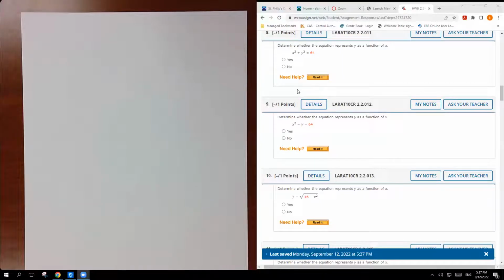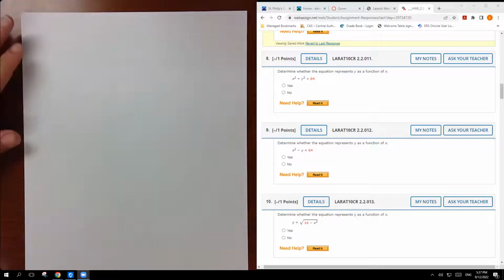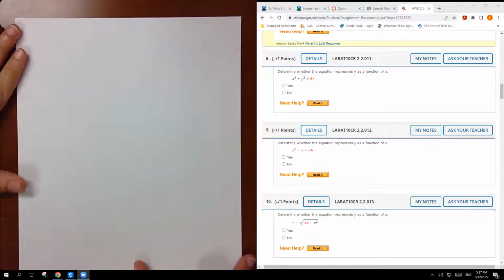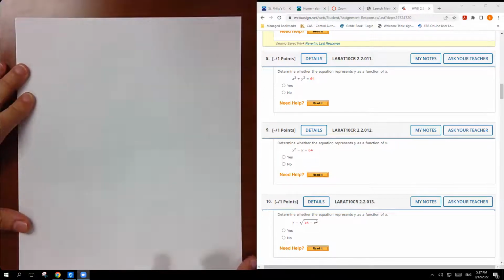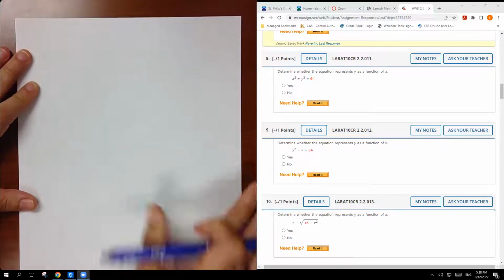Question 8. Determine whether the relation represents Y as a function of X. Let's check that. Is this a function of X or not? If you look at this example, x squared plus y squared equals 64. Before I do this example, let's check the vertical line test.